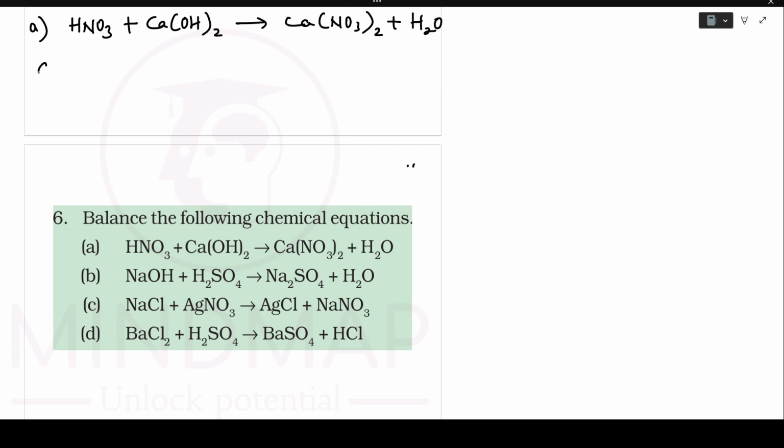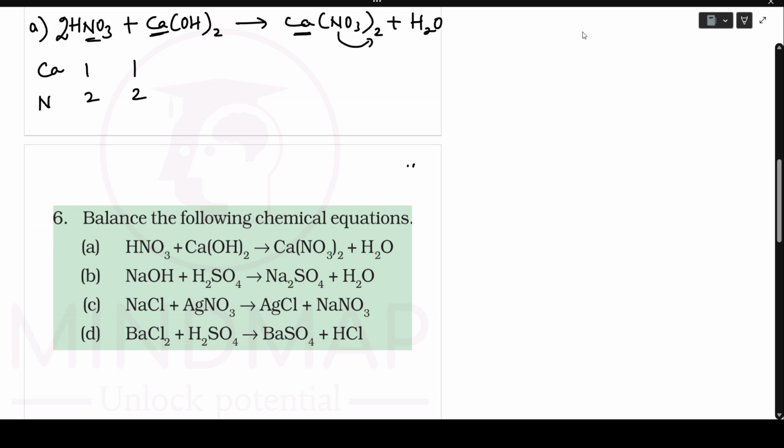First the metal. Let's write here calcium. So how many calcium? 1 and here also it's 1. So calcium is balanced. Next is nitrogen. Nitrogen here is 1. Here it is 2. So what you will do? You will write here 2. So nitrogen is also 2 and 2. Let's change the color of the pen.